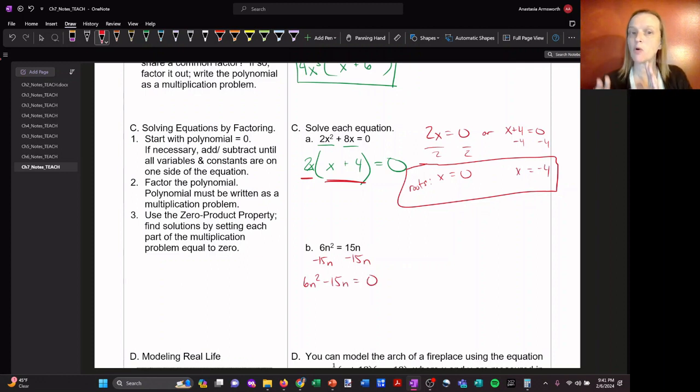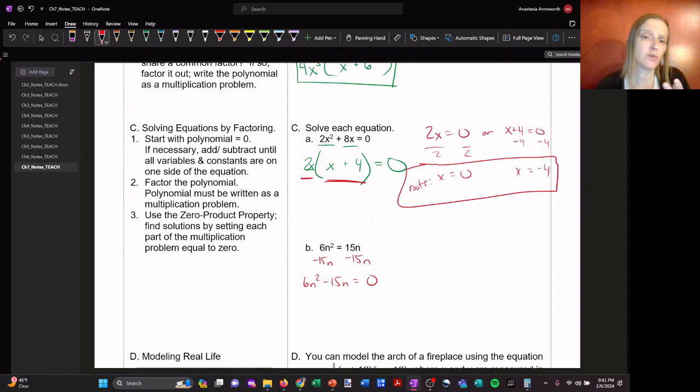So now I'm going to be able to use my zero product property as soon as I have a multiplication problem on the left-hand side. If I don't have a multiplication problem, I can't use the zero product property trick. So I'm going to use that factoring out the greatest common factor tool that we used above in part B.